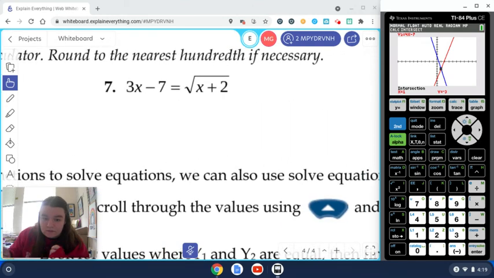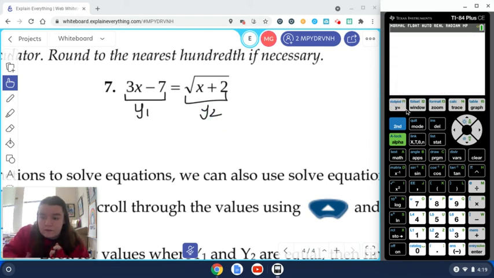Number 7, I'm going to do the same thing. Put the left into y1 and the right into y2. So I'm going to go to y equals, clear out what's there. Then I will put in 3x minus 7. And then the square root, which is right here on the x squared button, but it's blue, so I have to hit second, then x squared, x plus 2. So there's my two equations.